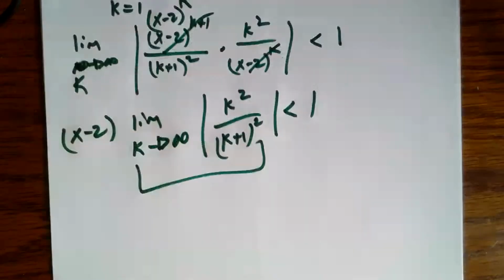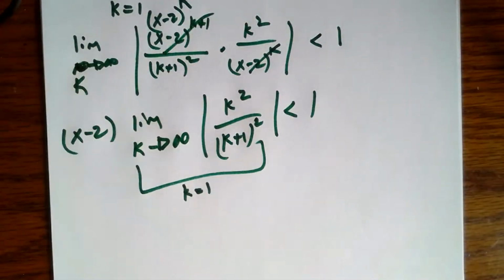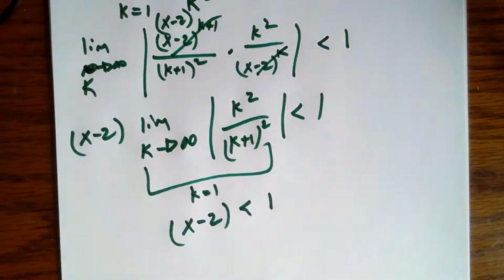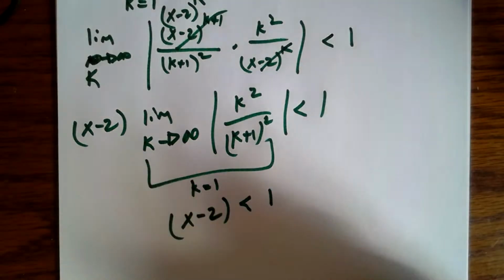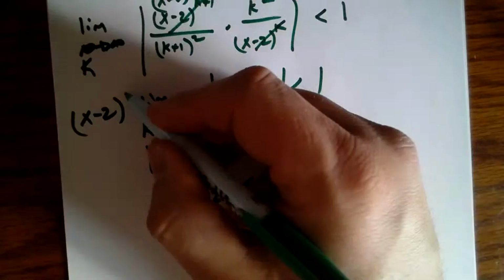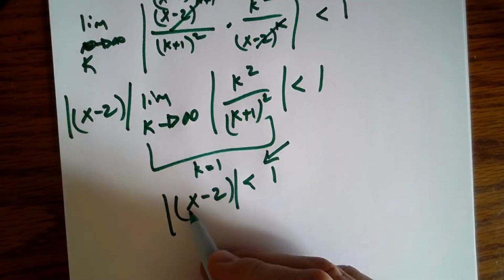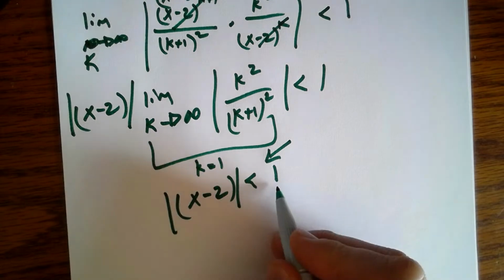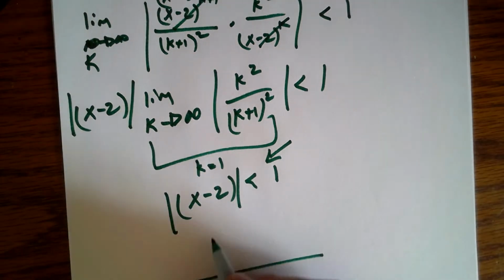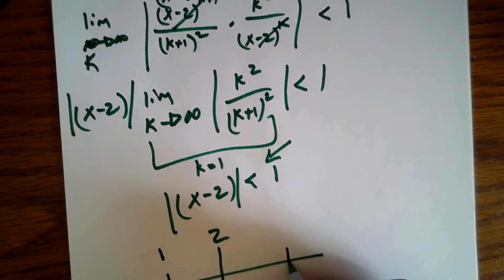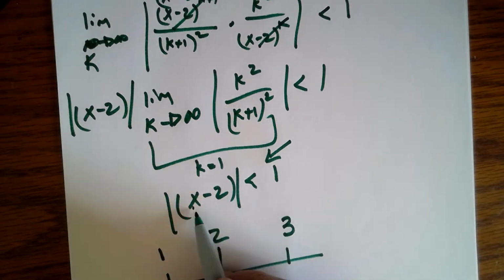This part right here, as k goes to infinity, is equal to 1. So the absolute value of x minus 2 is less than 1. And yes, I should have had that in absolute values. Let's get a visualization of what that looks like. So the distance between x and 2 has to be less than 1. So kind of think of 2. We could go 1 to the left, or we could go 1 to the right. So in other words, the distance between x and 2 has to be less than 1.